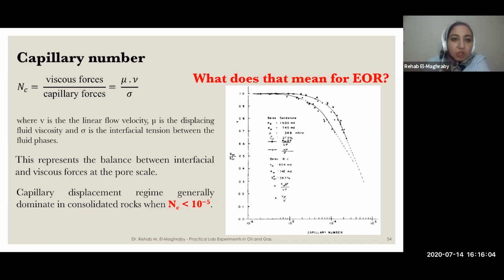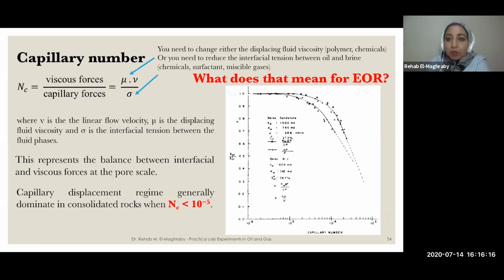So how can we change the value of the capillary number? We want it to increase. You can increase the viscosity of the displacing fluid, so if you use polymer, you will increase the viscosity. You can increase the injection velocity. You can decrease the interfacial tension, using miscible fluid or surfactant. Using polymer will increase the viscosity. So this is how we can control the capillary number.